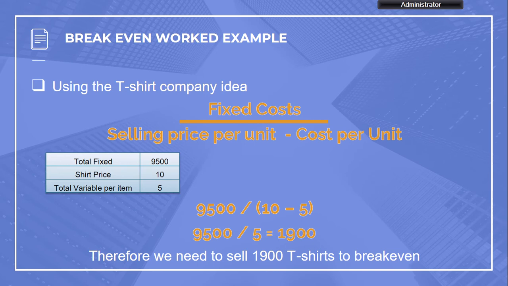Now that is obviously a really useful figure, because we can play around with some of the costs. We could try and maybe make the t-shirts slightly cheaper using a different material, or we could charge more for each t-shirt. So if I changed it to £20 per t-shirt, then you're going to have to sell a lot less, because it'd be 9,500 divided by 10 instead. So in that case, you're only going to need to sell 950 t-shirts to break even.